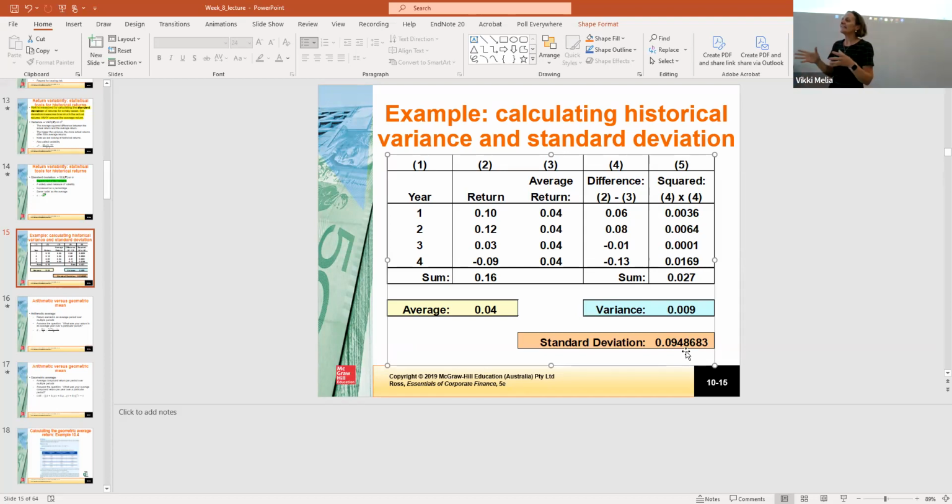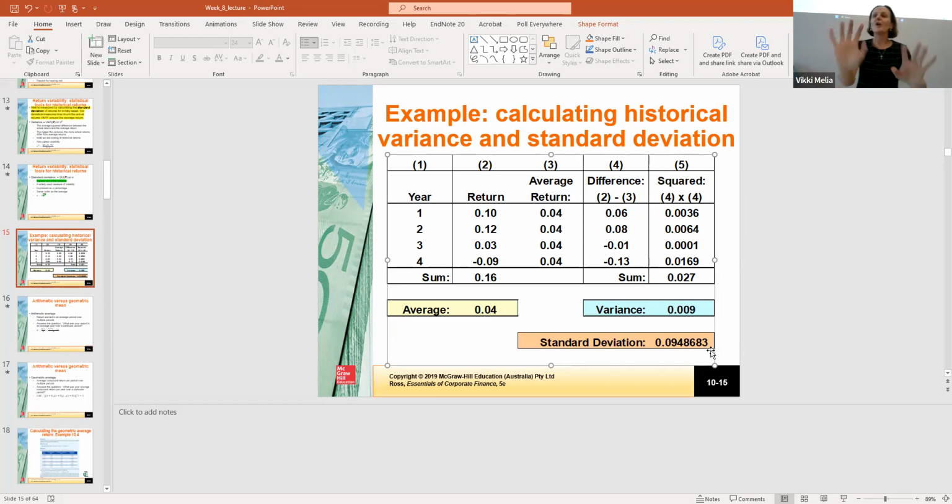So if we have a risky asset, we can calculate the variance and the standard deviation, which is how we measure risk in finance. And this standard deviation is a measure of total risk. And later on in the topic, there's some discussion about the components of total risk. But this standard deviation is a measure of the total risk of an asset. The higher the standard deviation, the higher the risk of the asset.